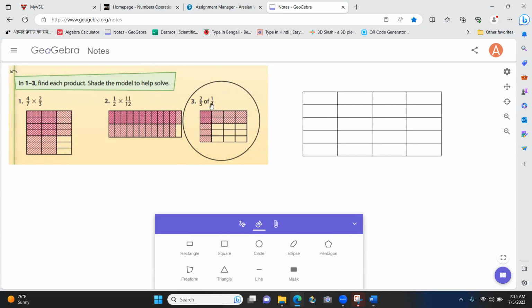So guys, I'm going to first shade 1/4. Clearly, it's 1 out of 4. This whole rectangle is a pizza or a bar of candy, right? 1/4 would be one of the columns. And I'm going to shade it pink.